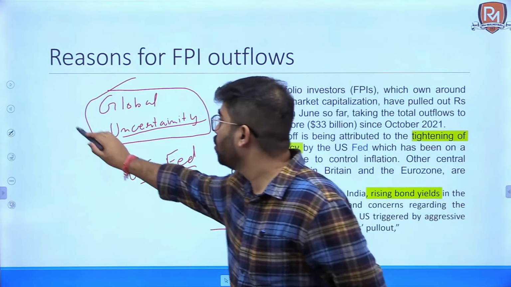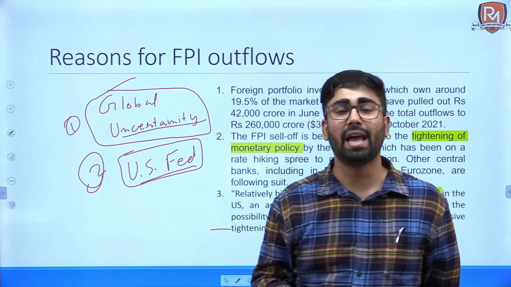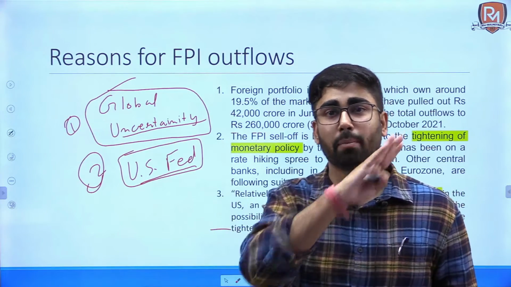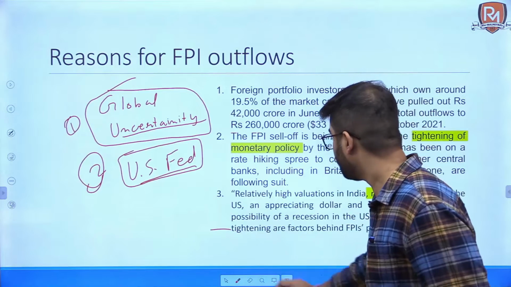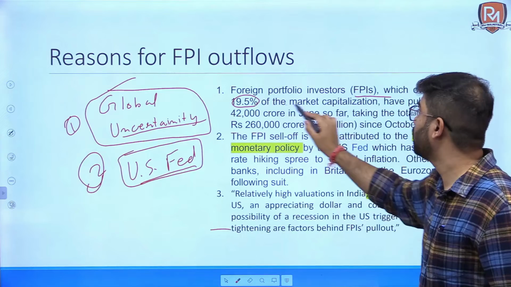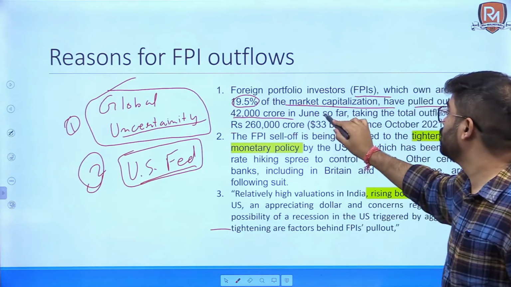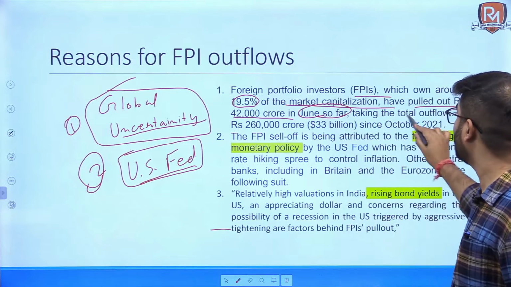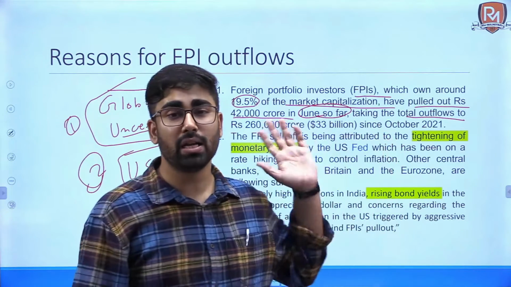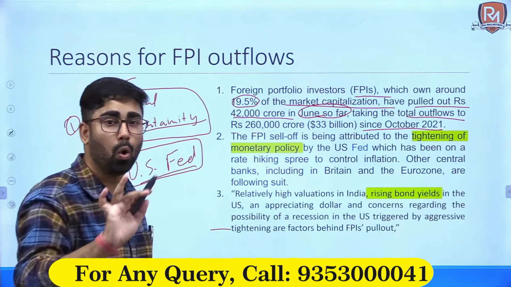So these two are the most important reasons because of which the FPI flight is going on. FPI flight means that they are pulling out their money. Simple. ठीक है. So foreign portfolio investors, which own around 19.5% of the market capitalization, have pulled out rupees 42,000 crore in June so far, taking the total outflows to 2,60,000 crore since October 2021. ठीक है. इतना FPI outflow already हो चुका है.